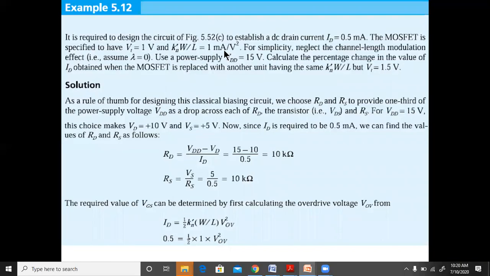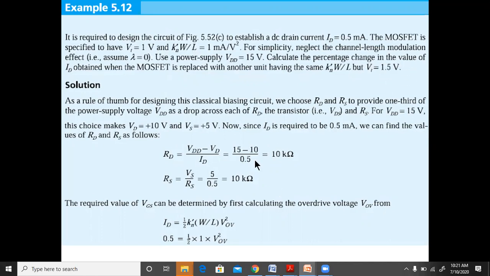Then we will use VDD equal to 15 volts. And we need to calculate the percentage change in the value of ID obtained when the MOSFET is replaced with another having the same Kn W by L but with a VT equal to 1.5 volts. How much is the value of ID if Kn W by L is maintained the same but VT is changed from 1 volt to 1.5 volts?